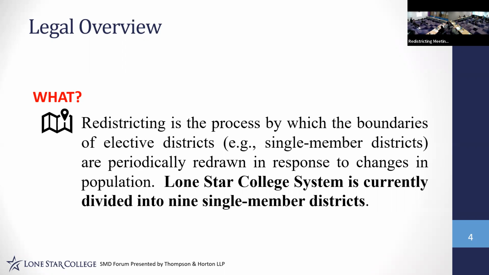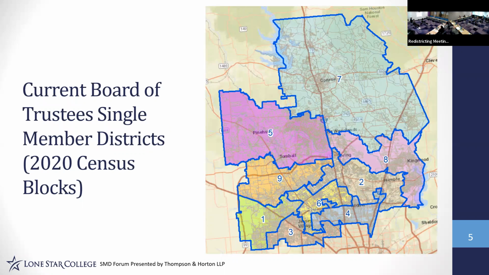And so Lone Star College system is currently divided into 9 single member districts. And you'll see on the screen the map. This is the current single member district boundary map, and this map was created in 2013. You'll notice that the districts aren't all the same size. District 7 is much larger than the other districts. But what balances the districts is not geographical, physical size, it's the number of total population in each district.